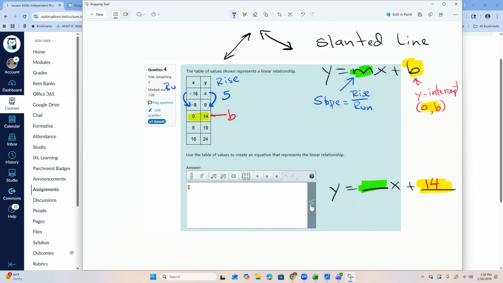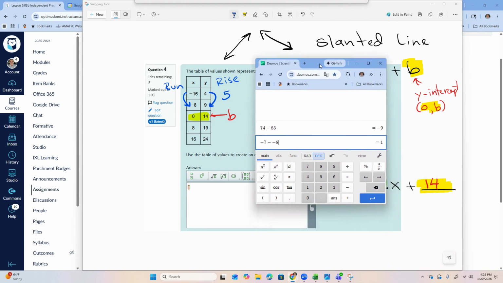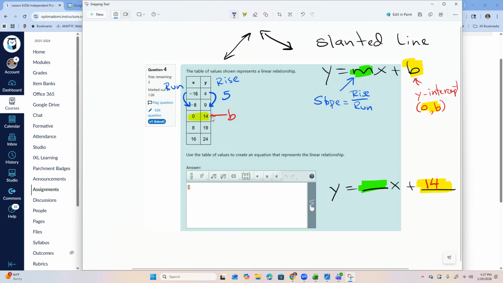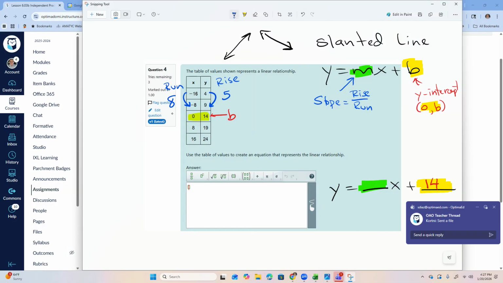Then I'm gonna find out how much these two numbers are changing. This is the run. Use the calculator. So I'm gonna do here, let me clear all of this. I'm gonna do negative 8 subtract negative 16. And you can see I got positive 8. So my run is positive 8.